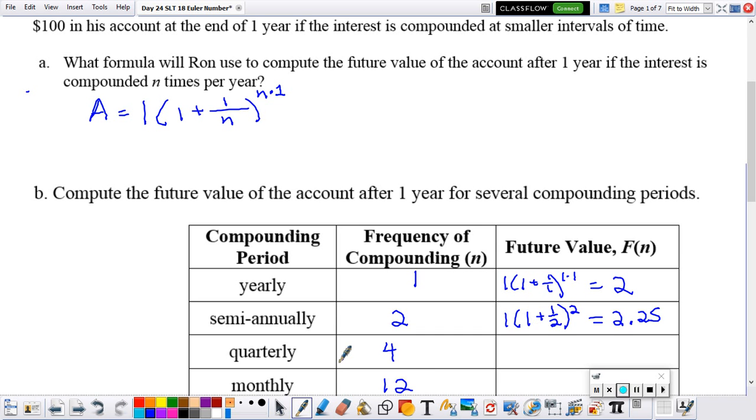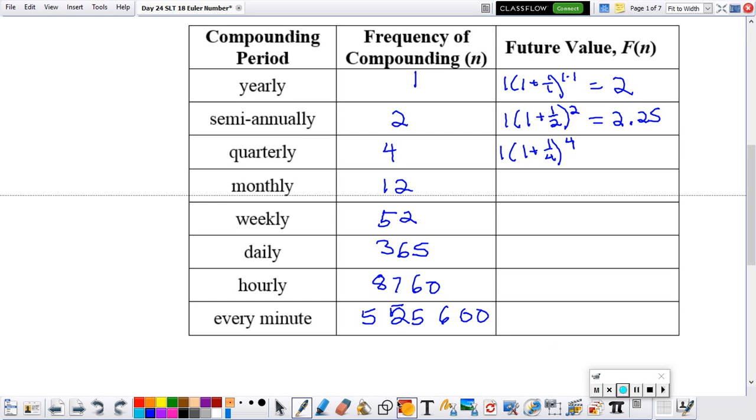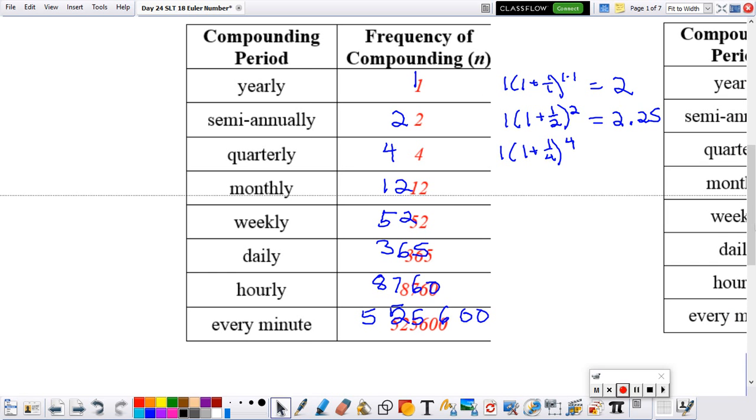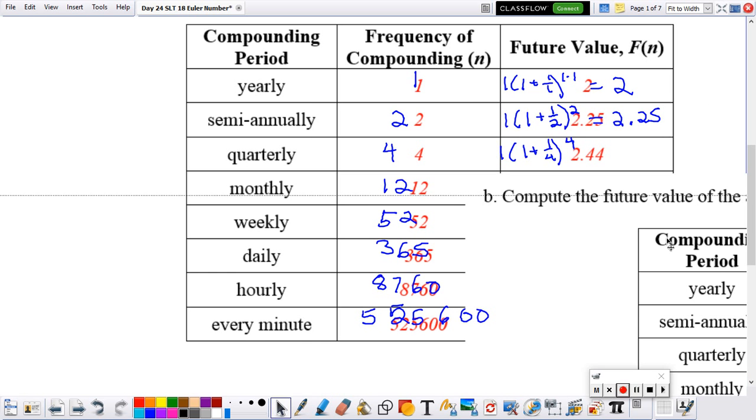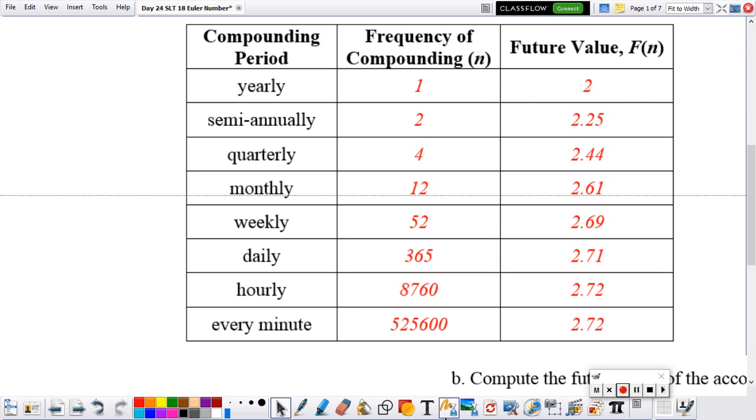And I'm going to keep doing this. So go ahead, you gotta pause the video if you need to. So now I'm going to do 1 plus 1 over 4 to the 4th power and so on. Go ahead and finish that up. And there you should get the following future values.